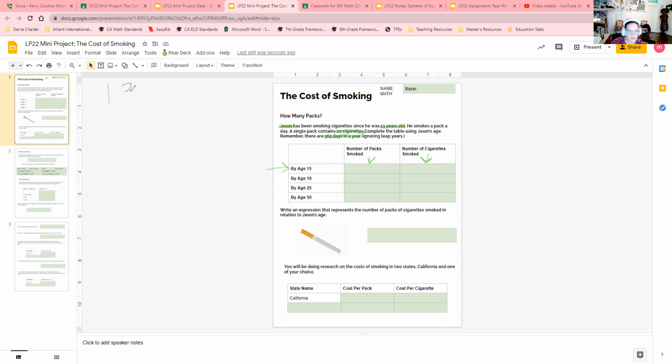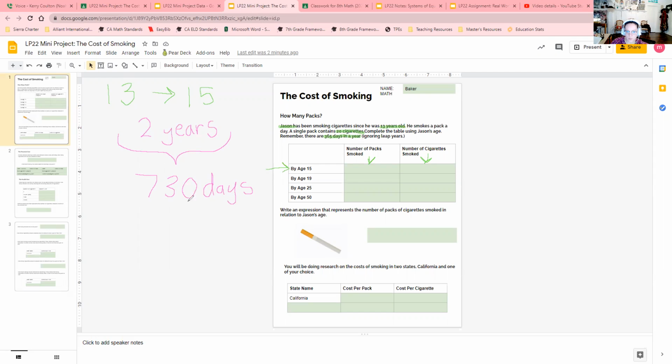So he started at age 13. Now he is age 15. We want to figure out how many years he has been smoking. So from age 13 to age 15, that is a 2-year difference. So 2 years of smoking. Well, we want to figure out how many days he has been smoking. So 2 years, 365 days in 1 year, 2 times 365 gives us 730 days that he has been smoking.